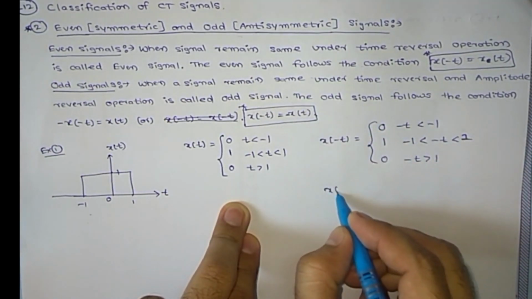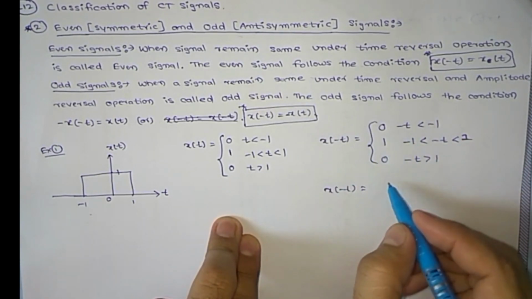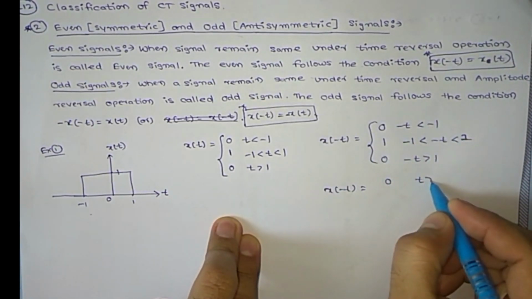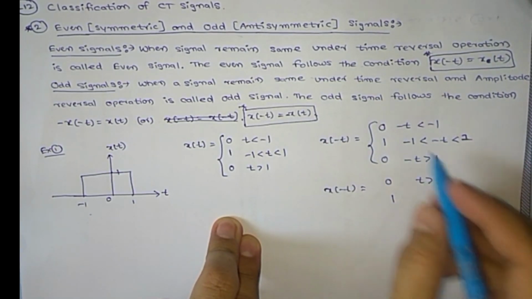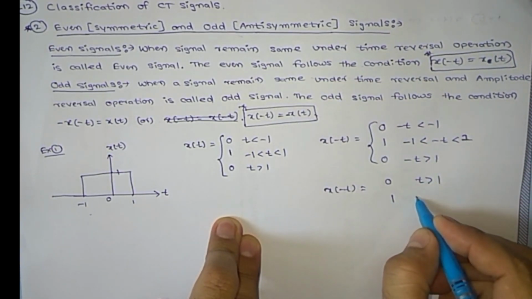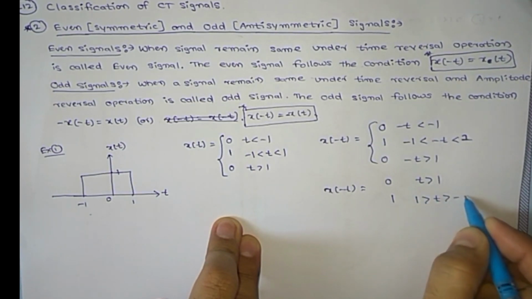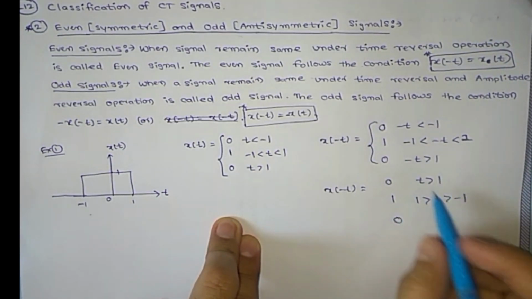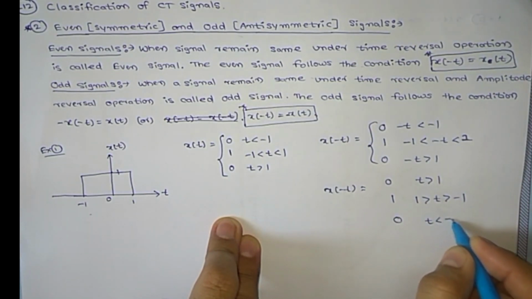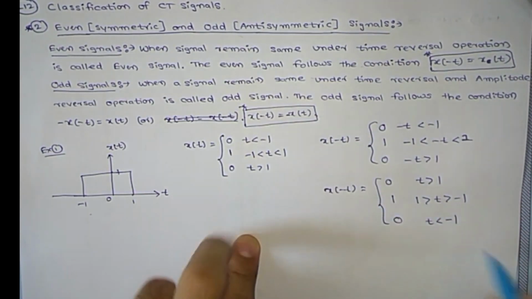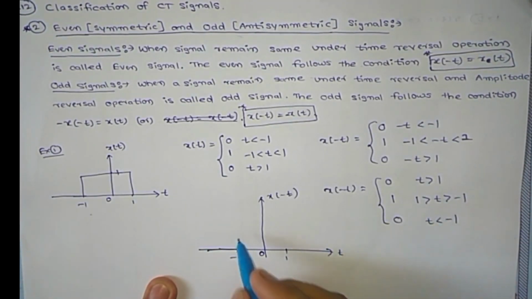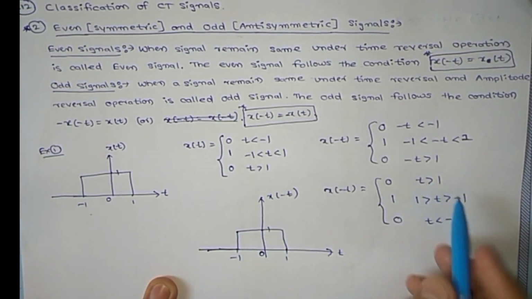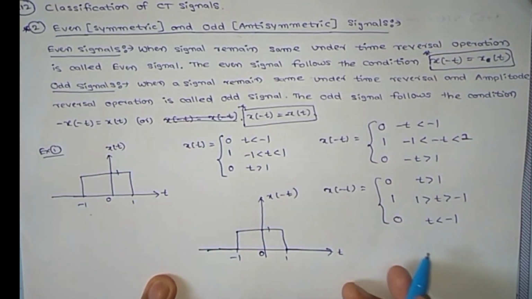Let us simplify this one. X of minus t equal to 0 for t greater than 1, right? And 1 for 1 greater than t greater than minus 1, if you remove the minus, and 0 for t less than minus 1, right? So let us draw the signal. T less than minus 1, it is 0, and minus 1 to 1, it is 1, and t greater than 1 is 0. See, both signals you got are the same.